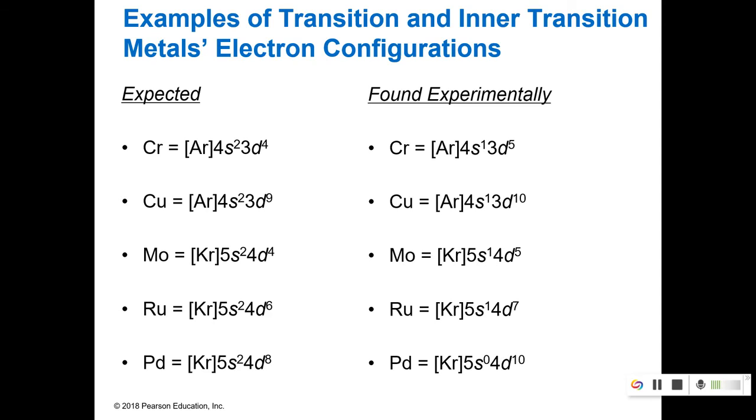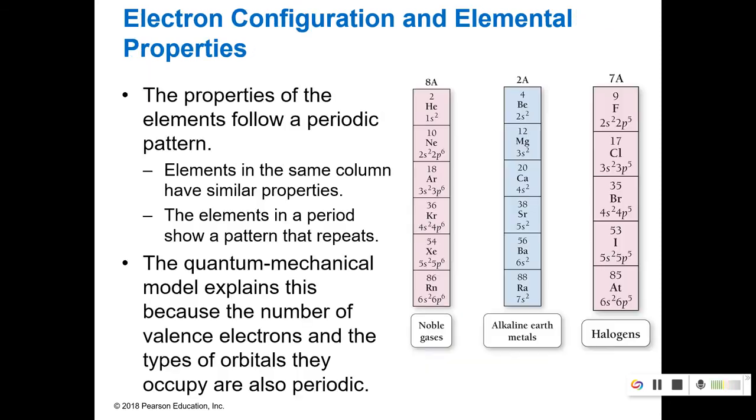Notice chromium has an expected electron configuration, but then when you do it experimentally, that's not the same electron configuration. The reason is because the electrons are trying to get in their most stable configuration, where they're following as many of the rules as possible: Hund's rule, Pauli exclusion, and Aufbau. And by moving each other around, they're becoming more stable in their orbitals. Now, I will only ever ask you the expected electron configuration, not experimental.